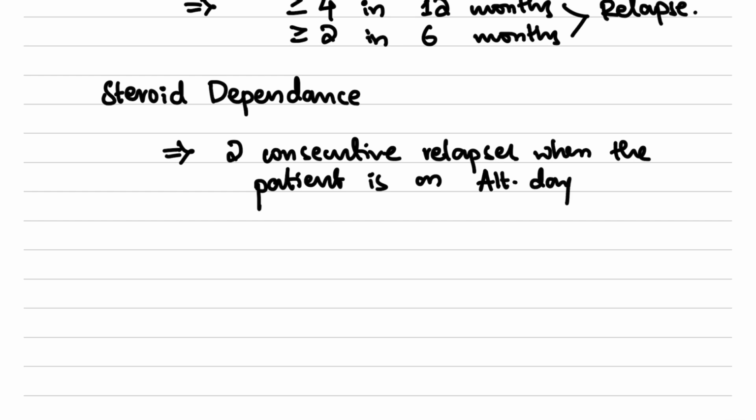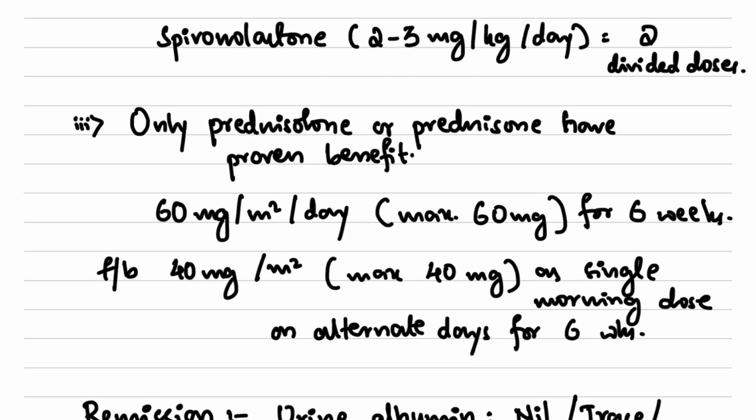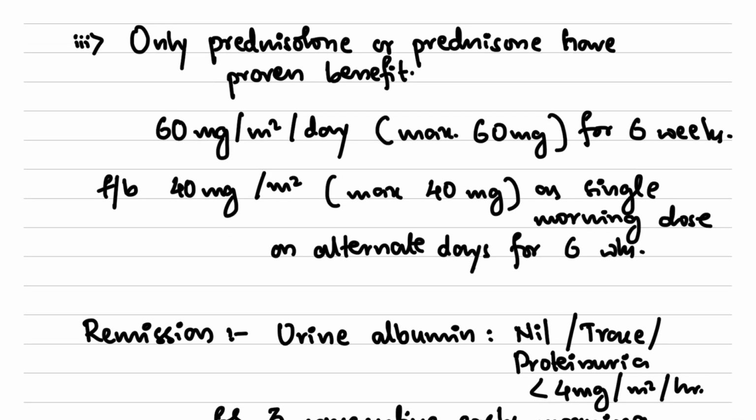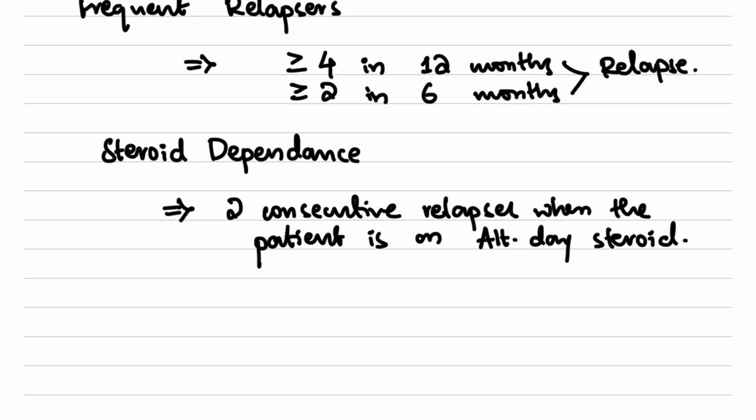Yes, we'll give the same, up to 40 mg per meter square per day. So in this case, look at it, we are giving 60 mg per meter square per day, maximum 60 mg, for up to 6 weeks every day, followed by 40 mg per meter square per day, maximum 40 mg, as a single morning dose on alternate days. When the patient is taking this single morning dose on alternate days and is having up to 2 consecutive relapses, then we can say that the patient is steroid dependent.